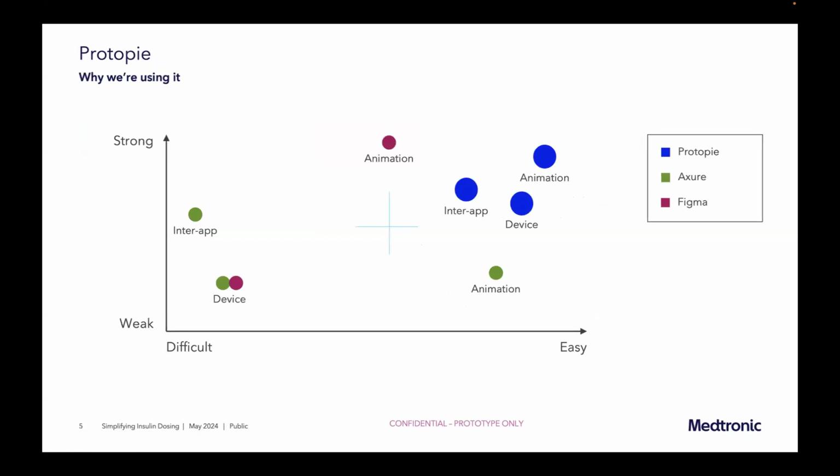This is not a scientific graph by any stretch of the imagination. This is just me putting a graph together to kind of illustrate in quadrants why we think ProtoPie works for us. And really the animation stuff and the inter-app communication and the on-device functions are very strong in ProtoPie and very easy to use.